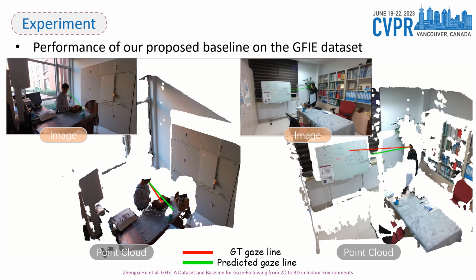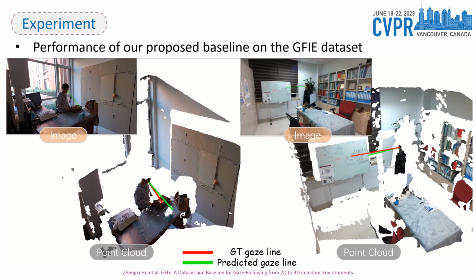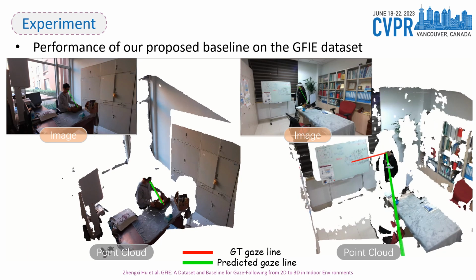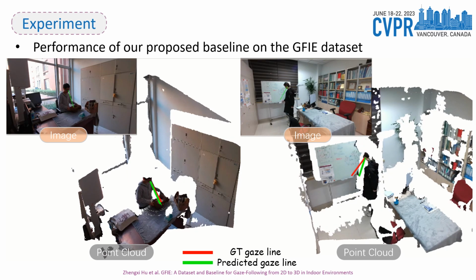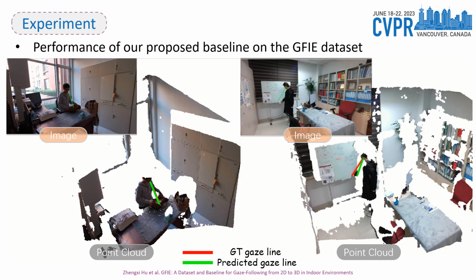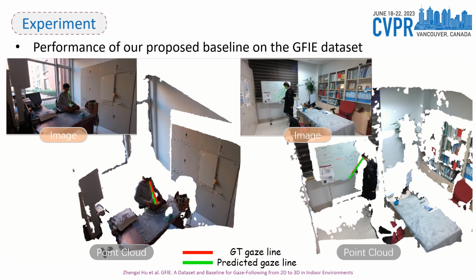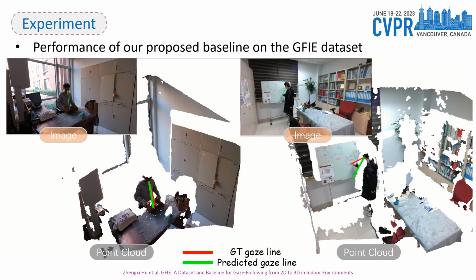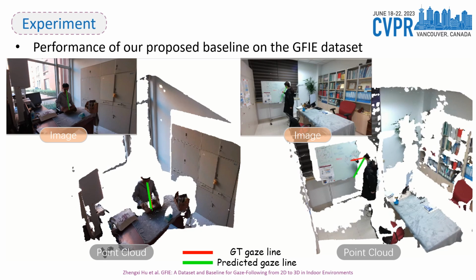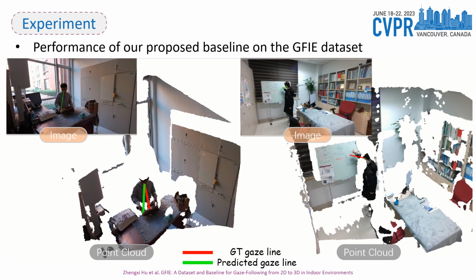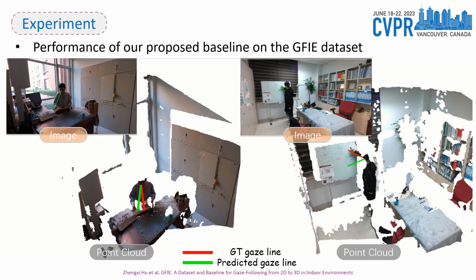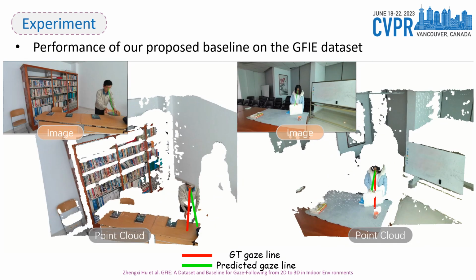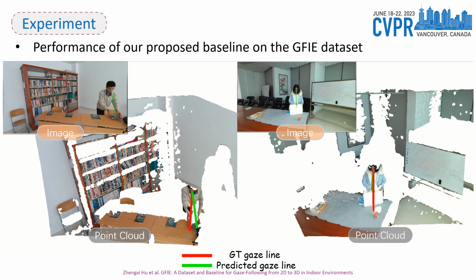Here is the performance of the proposed baseline method on the GFIE dataset. The red line in the point cloud represents the ground truth, while the green line represents the sight line predicted by the GFIE model. Here are two other cases.